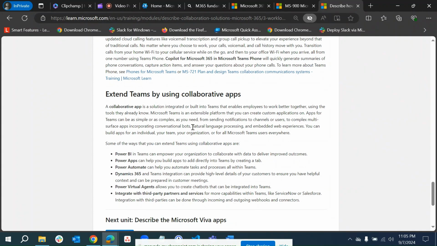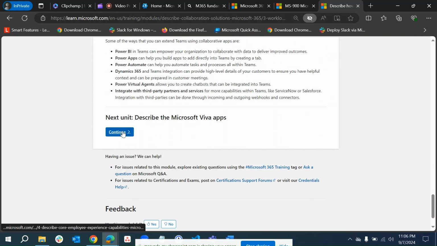Also, Teams has collaborative apps. Here you can see a few of those applications, which are Power BI, Power Apps, Power Automate, Dynamics 365, Power Virtual Agents, and integrations with third-party partners and service apps, for example ServiceNow and Salesforce, and third-party integrations for incoming and outgoing webhooks and connectors. That is also possible with Teams, as Teams is a very huge platform and has very many capabilities to do different things altogether. So yeah, that's a great platform to do different things.